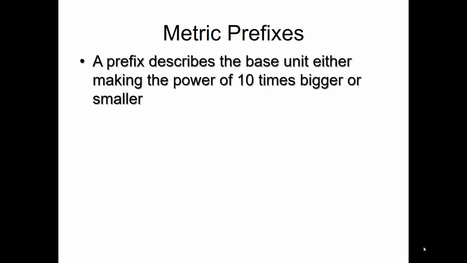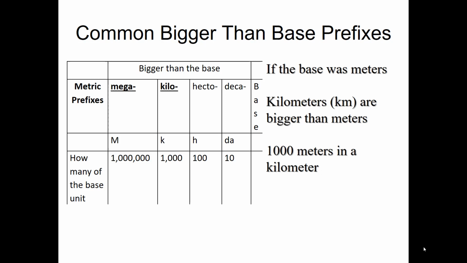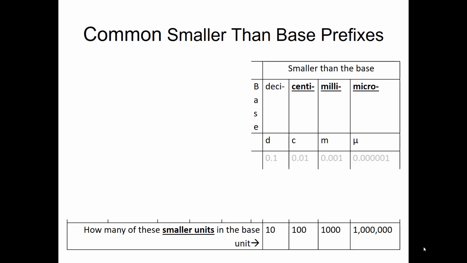And once again, metric prefixes, they're going to multiply in a times 10 bigger or smaller power. Some of the common ones that you should know are mega, which is 1 million. So this is bigger than a base. When I say base, let's use a base meters, but base could be liters, could be anything. So mega meters would be 1 million meters. Kilometers would be 1,000 meters. Hectometers would be 100 meters. Decameters would be 10 meters. And then we get to meters, which is the base. And now we go lower.